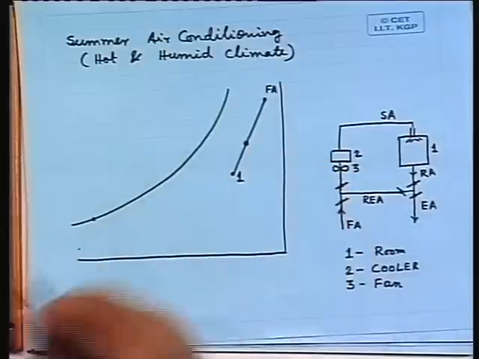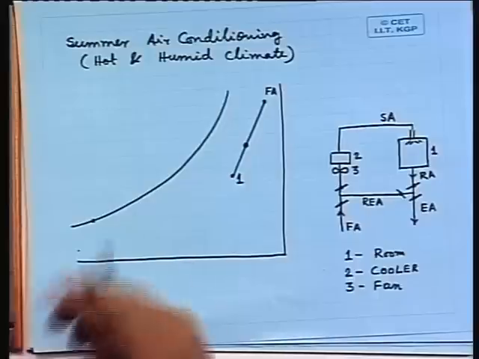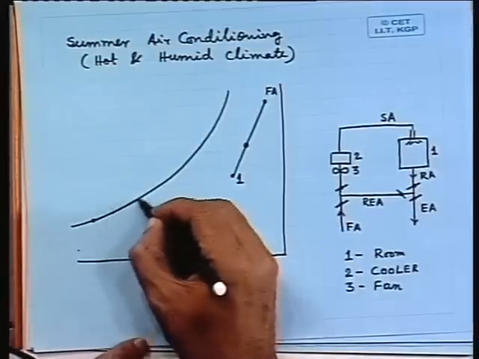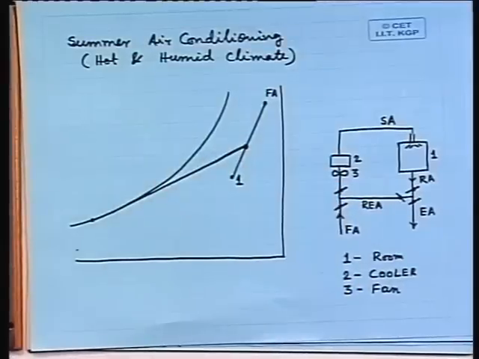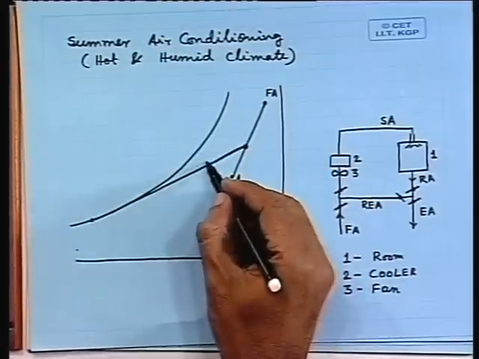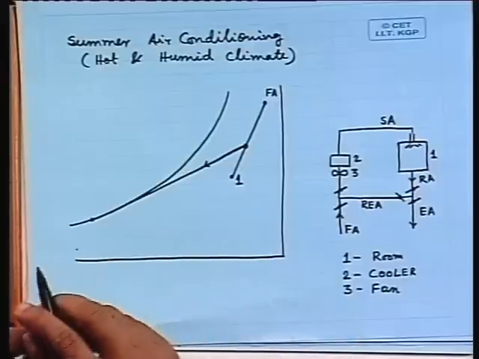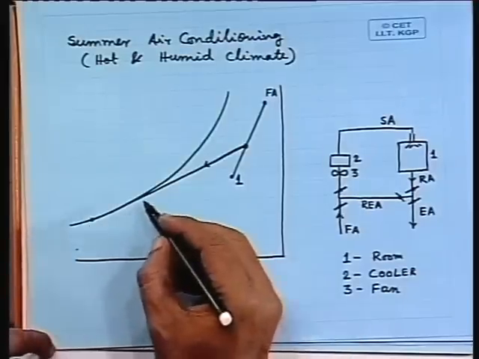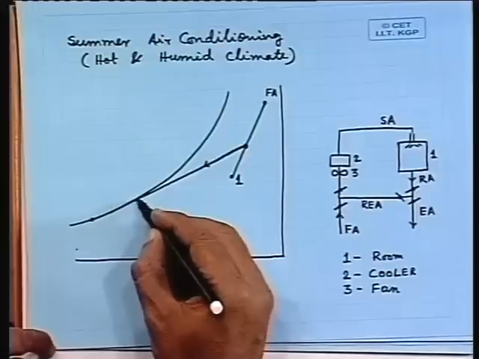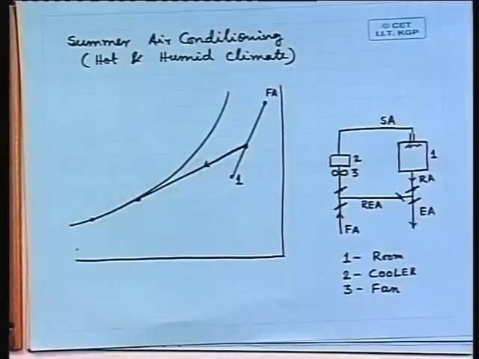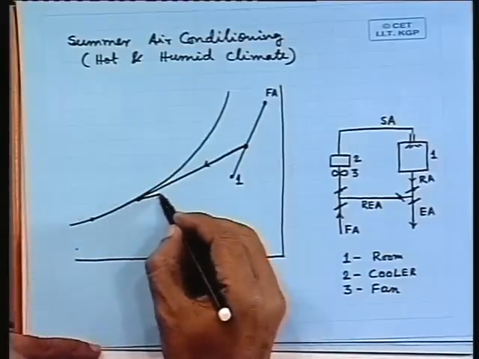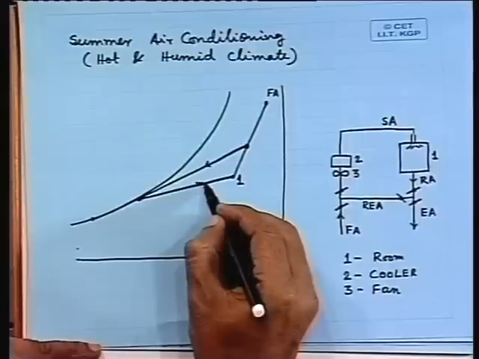This air will now pass through the cooling coil, and then it will be somewhere here. This cooling coil has some sort of a bypass factor. So, the supply air condition will be somewhere here, and it will go to the room.